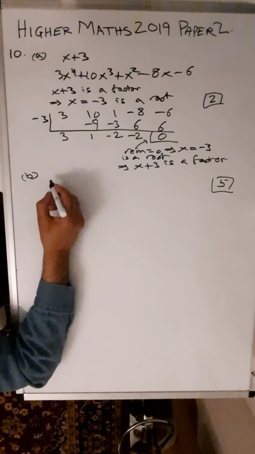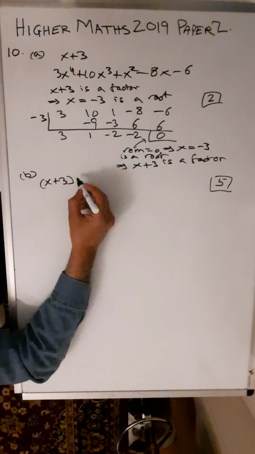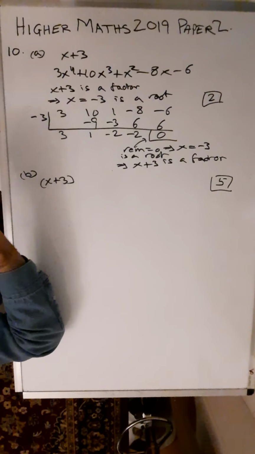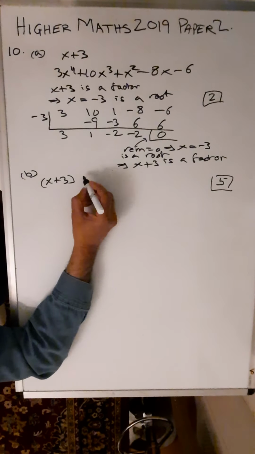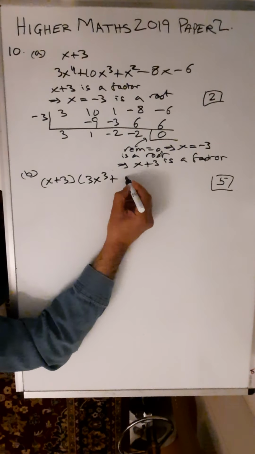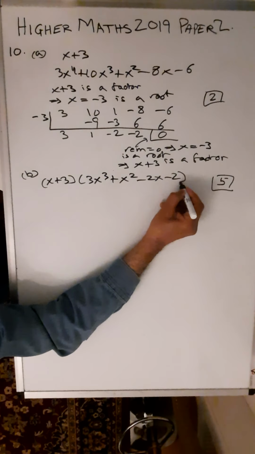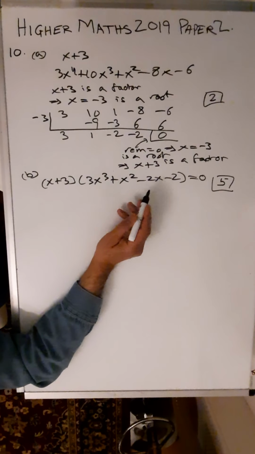You've already got the first factor, which is x plus 3. And under here, you divide x to the power of 4 by an x, so all of these indices are reduced by 1. What you have here is 3x cubed plus x squared minus 2x minus 2 equals 0. You need to factorize this cubic.